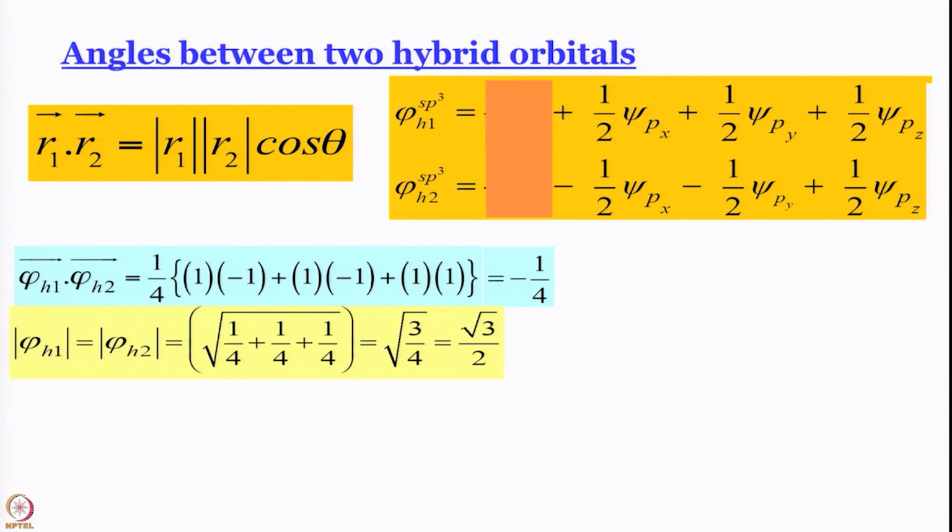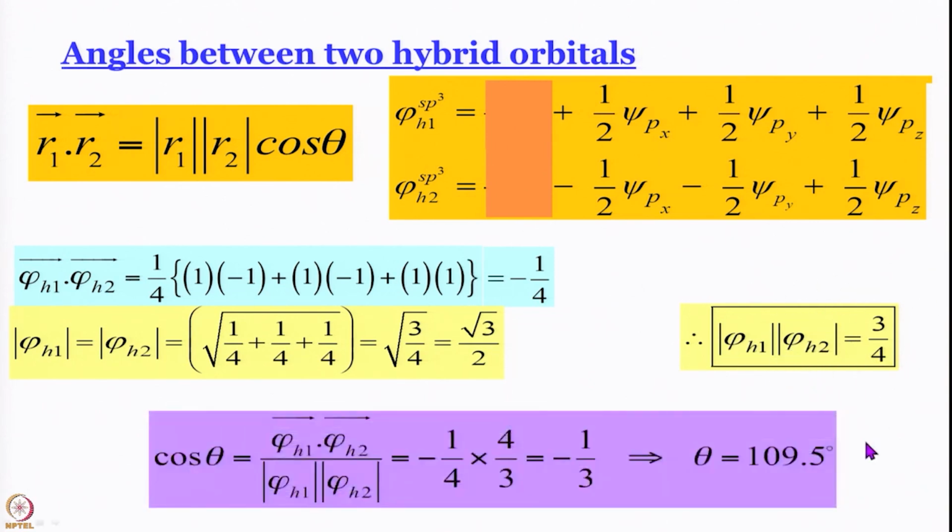So if I take the product of magnitudes, then I get 3 by 4. I have got the dot product to be minus 1/4, and the product of the magnitudes to be 3 by 4. What is cos theta? Cos theta is just the dot product divided by the product of magnitudes, which turns out to be minus 1/3. Take cos inverse of that, theta turns out to be 109.5 degrees. Okay. So we are convinced that this is an actual tetrahedron, and everything falls together beautifully.